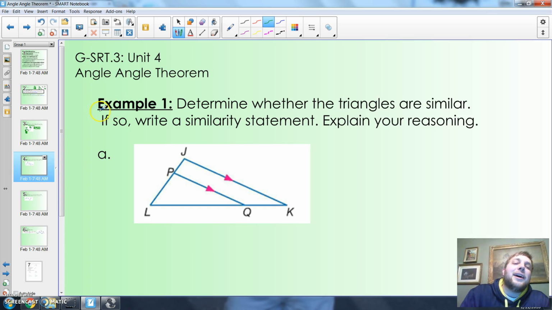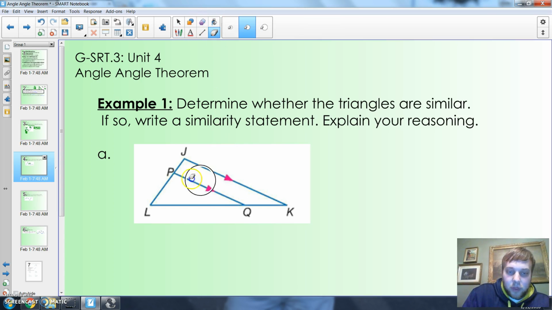All right. Example 1-2. Determine whether the triangles are similar. If so, write a similarity statement. All right. Well, here's one. I got some parallel lines. These are parallel lines. That's what that stands for right there. Parallel. All right. So those mean those are parallel. Thus, we have some parallel statements that I can actually solve here.